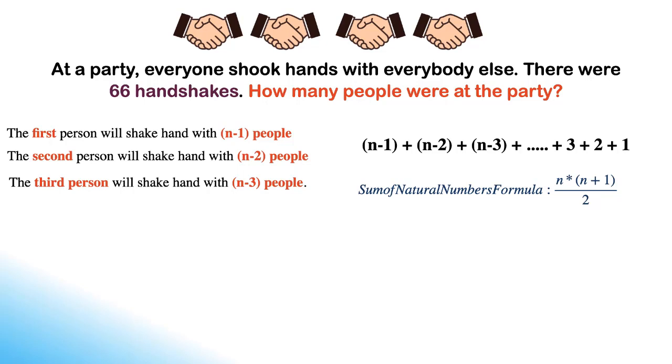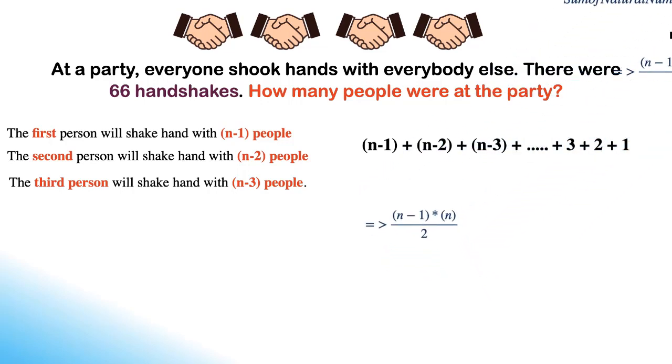Sum of n natural numbers formula is represented like this: n times n plus 1 over 2, where n is the last number. In this case, we know that the last number is n minus 1, hence the formula becomes n minus 1 times n minus 1 plus 1 over 2. After simplification, the formula becomes n times n minus 1 over 2.